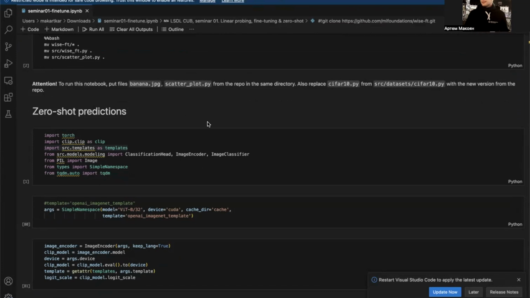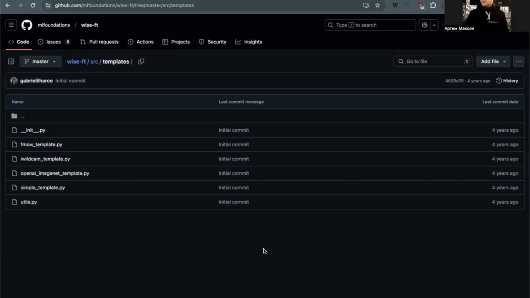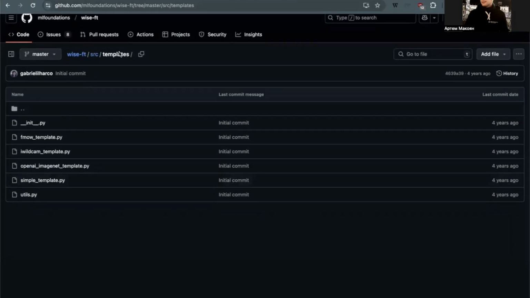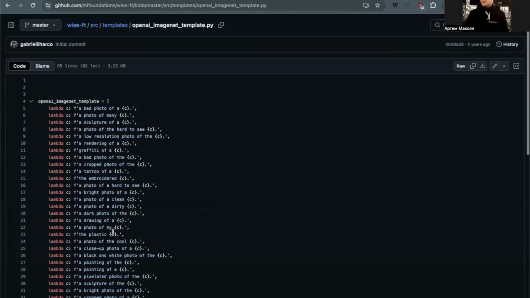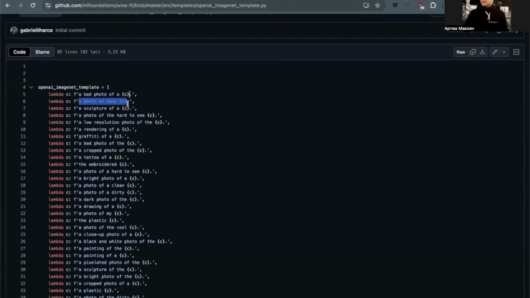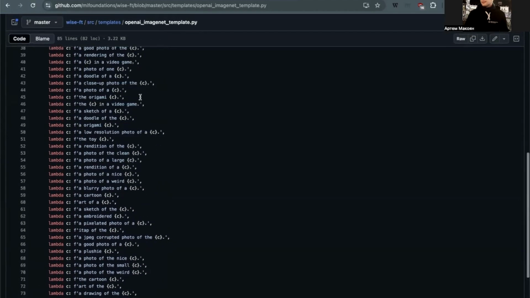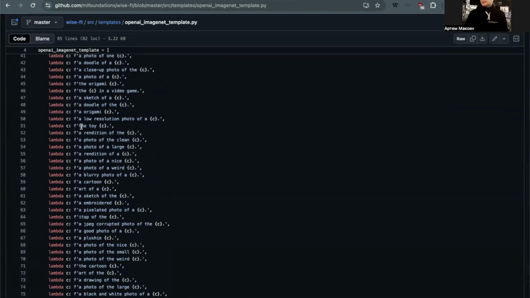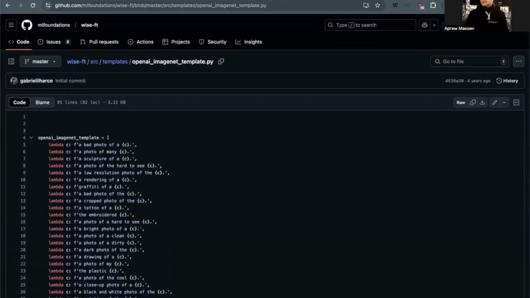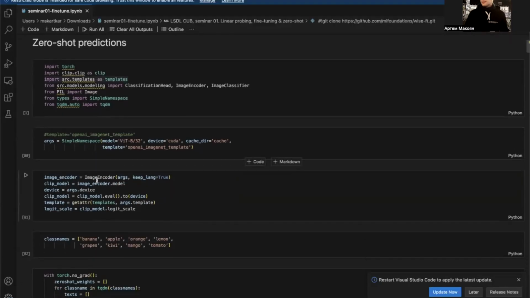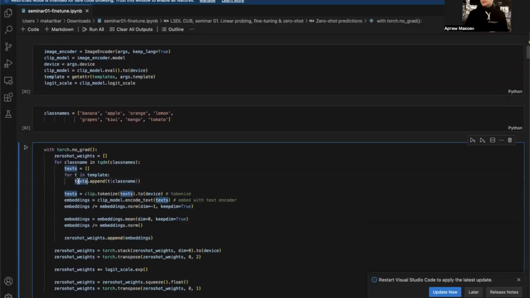Like this. This is GitHub. You see a templates folder. For example, let's take the OpenAI ImageNet templates. So: a photo of a, a sculpture of a, and again, instead of the class, you put apple, orange, and so on. So a very large amount of templates. You can see the toy orange, for example. So it's not something rocket science. Okay, so we iterate over each template and append to the text a new phrase.